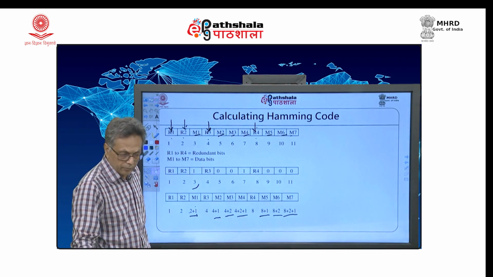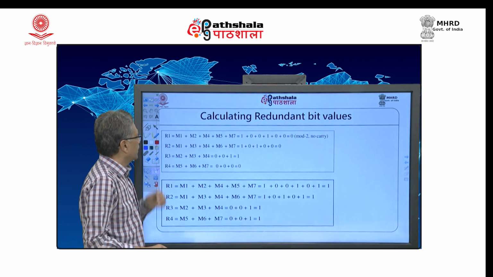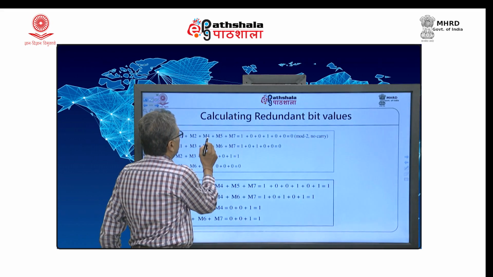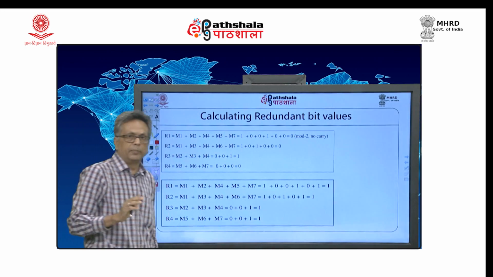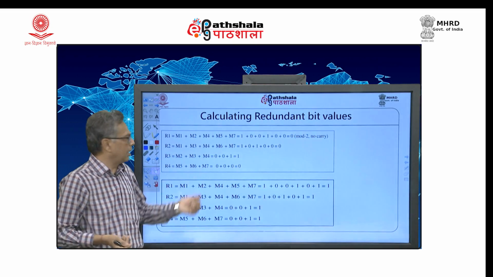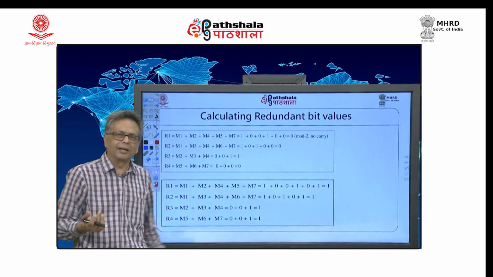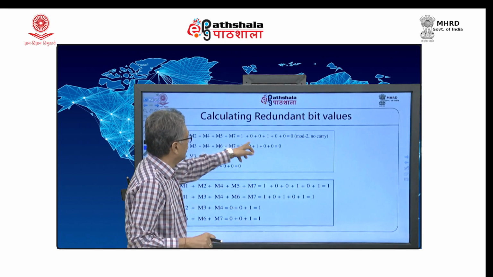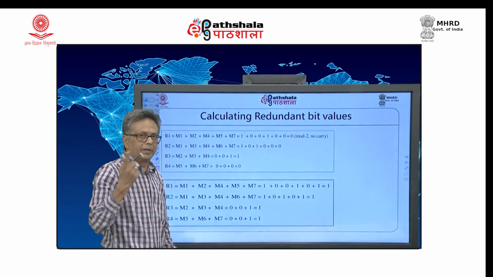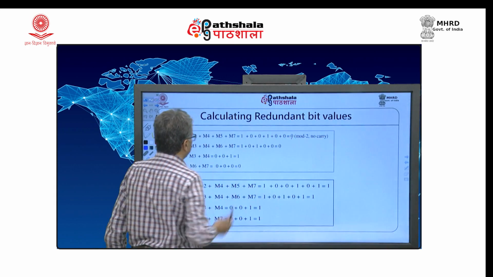That means, summarized as, for first redundant bit, bits 1, 3, 5, 7, 9 and 11 are to be calculated, and I am using an even parity. So, I am just adding those numbers. Okay. So, I will get that value and I am doing this modulo 2. So, 1 plus 1 becomes 0. So, eventually you can get this thing as 0.